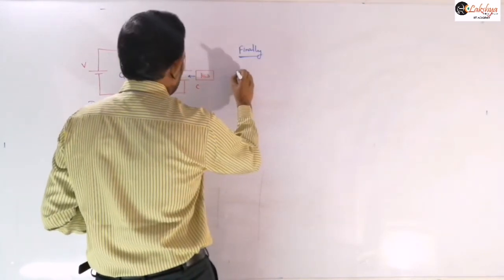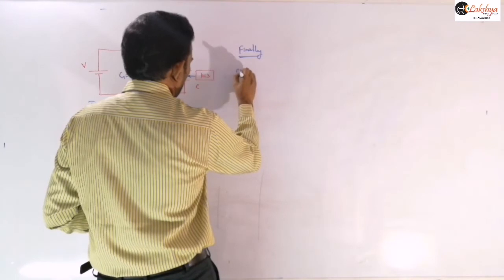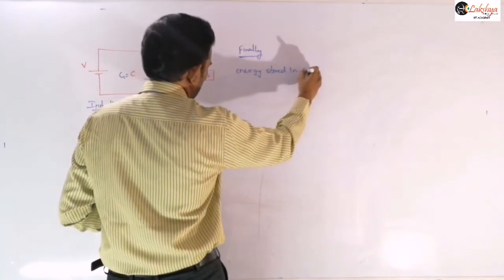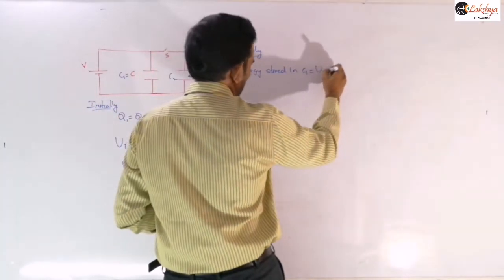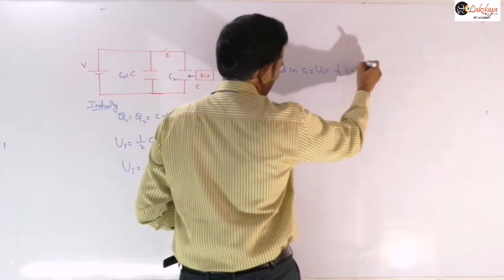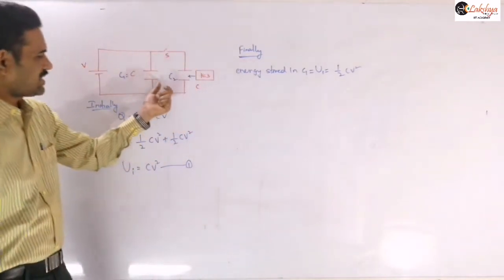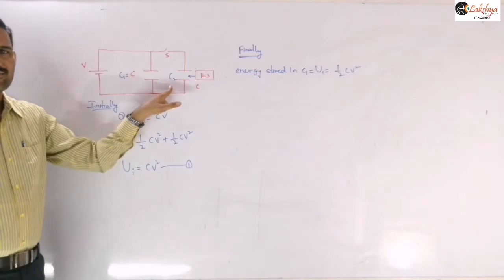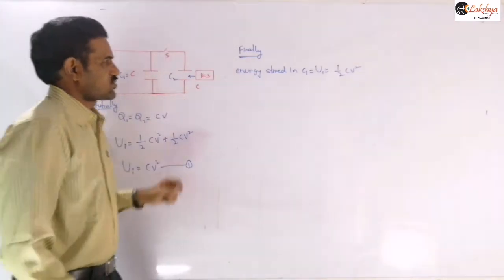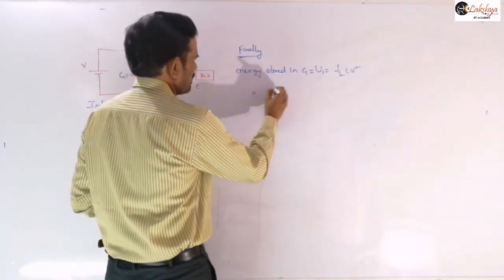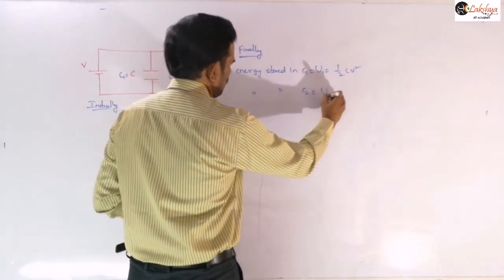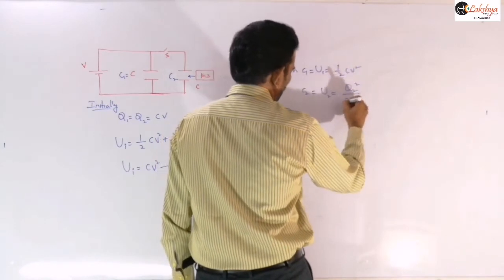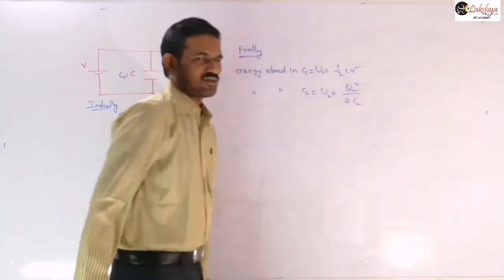Energy stored in C1, I am taking as U is equal to half CV square, right? For this C, again the potential is V only. But for this one the potential difference is not V, because it is disconnected. So how to calculate the energy stored in C2? This value we can write as Q2 square by 2C2, right? That is the formula.